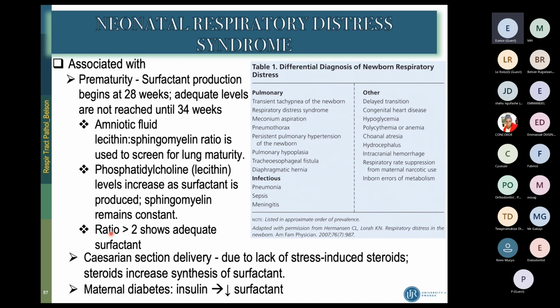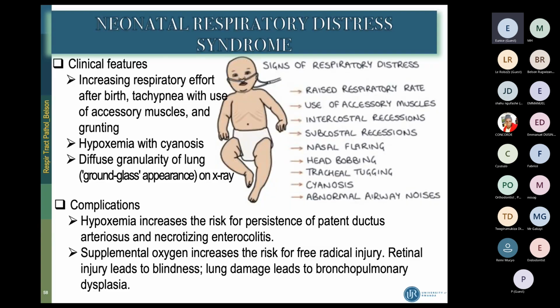You must predict that the child may develop distress syndrome and therefore take preventive measures. So the signs: there is hypoxemia with cyanosis, the alveoli membranes are filled with that pinkish material, which is protein deposited there. Raised respiratory rate, use of accessory muscles.